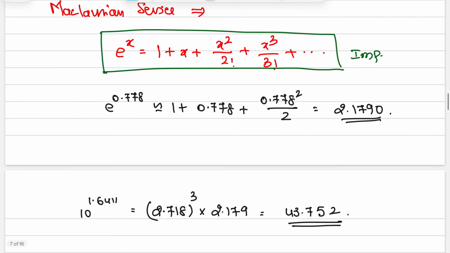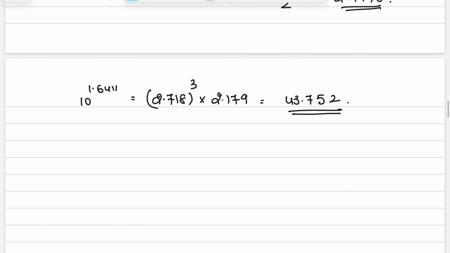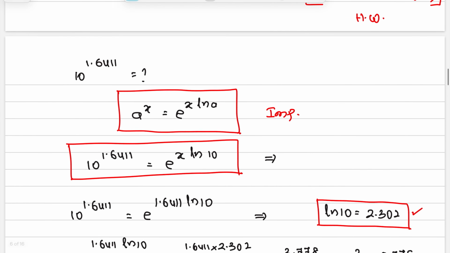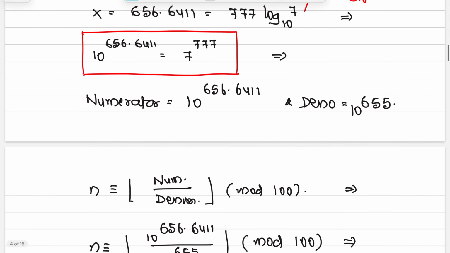We have to find out only the largest integer of this value, the floor function rather. The floor function of 43.752 will be 43. Now, what is the answer ultimately?